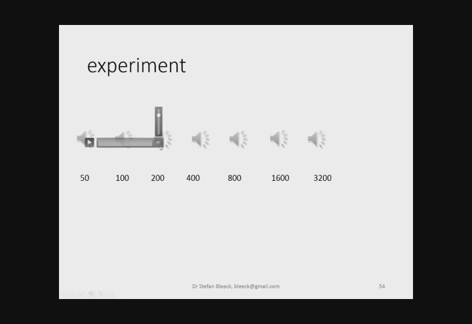I lost it already. Anybody still counting? Okay, that's reasonable. Good. Where am I? Okay, I jump to the next one. 800. That's pretty broadband noise already. Oops.